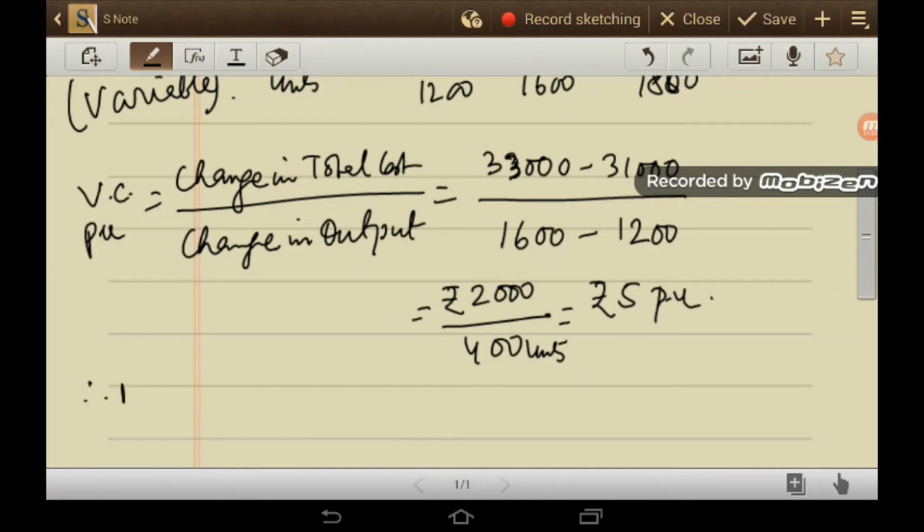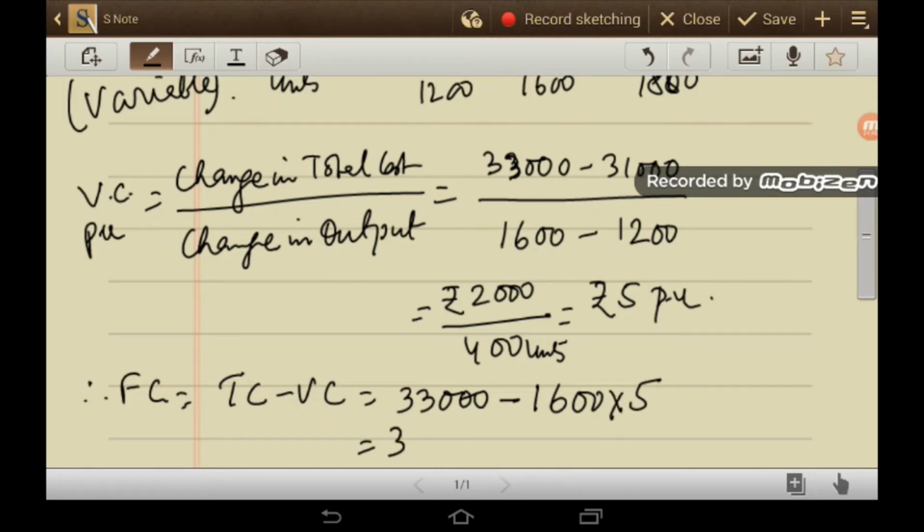How do we find the fixed cost? Fixed cost is equal to total cost minus variable cost. Consider the total cost for week 2, which is 33,000, and variable cost is 1600, the production, into 5, which is 8,000. So 33,000 minus 8,000 is equal to rupees 25,000. This 25,000 is your fixed cost. Now we will prepare a cost sheet to find out the sales price when the production is 2000 units.